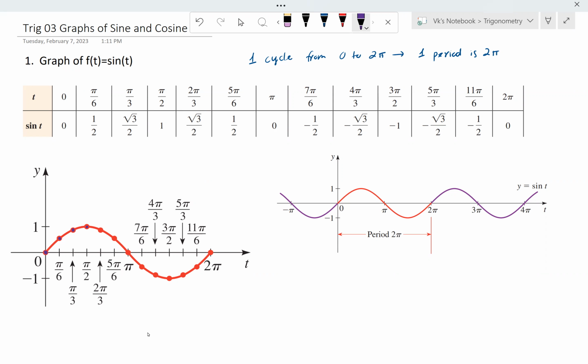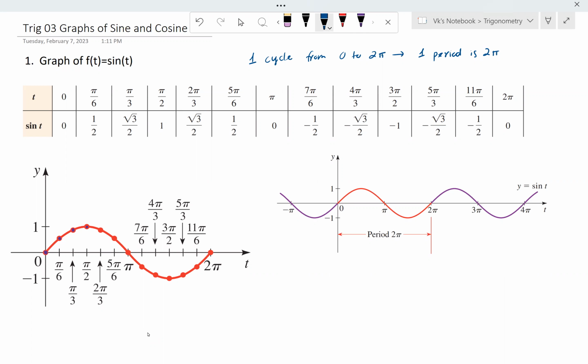And if we keep plotting all the points, then we have the shape of the function sine t from 0 to 2 pi. Well, that is only one period. We can extend the sine function on the left side and on the right side, based on the graph of the sine function.